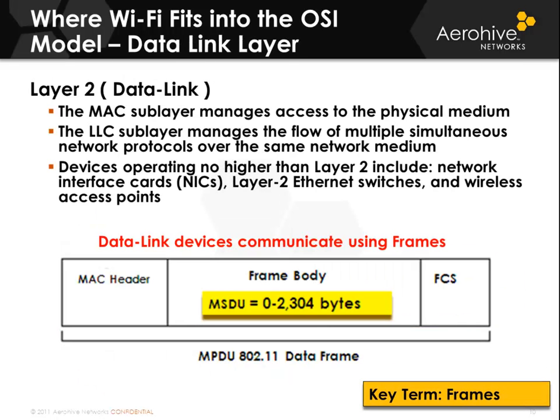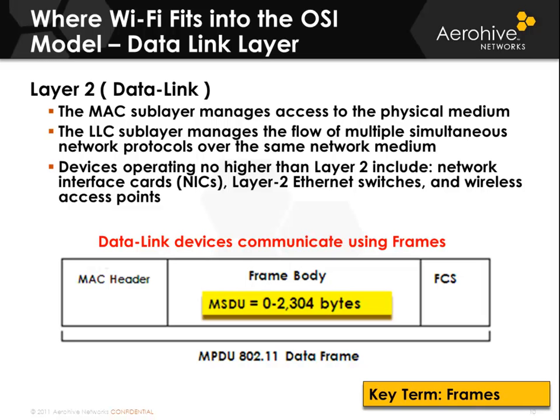Layer 2, the layer at which we normally are taught about sublayers, has 2 sublayers. The media access control sublayer, which manages access to the physical medium and handing things down to the physical layer convergence protocol at layer 1, and the logical link control sublayer, which manages the flow of multiple simultaneous network protocols over the same network medium.